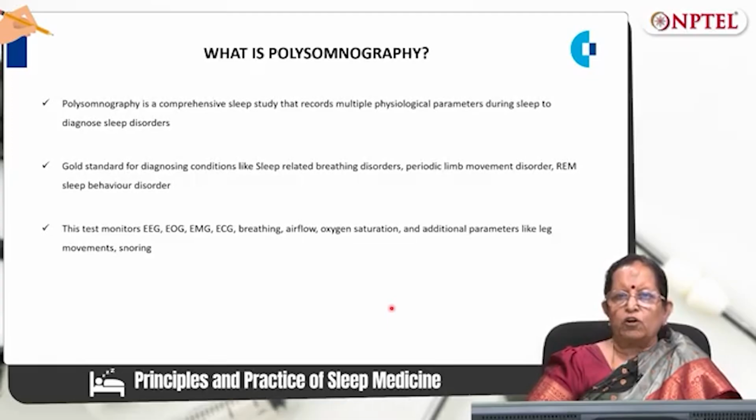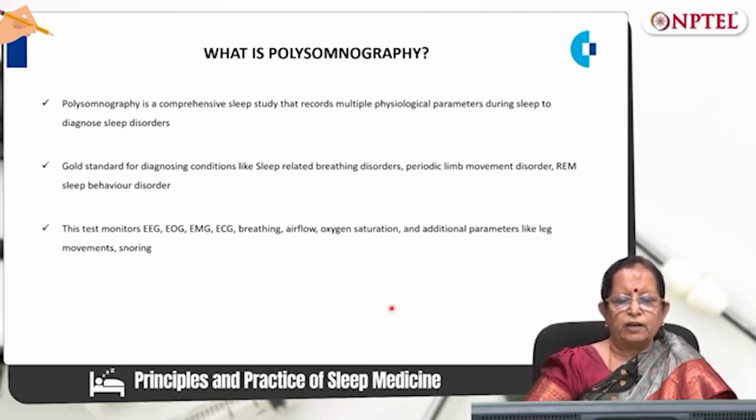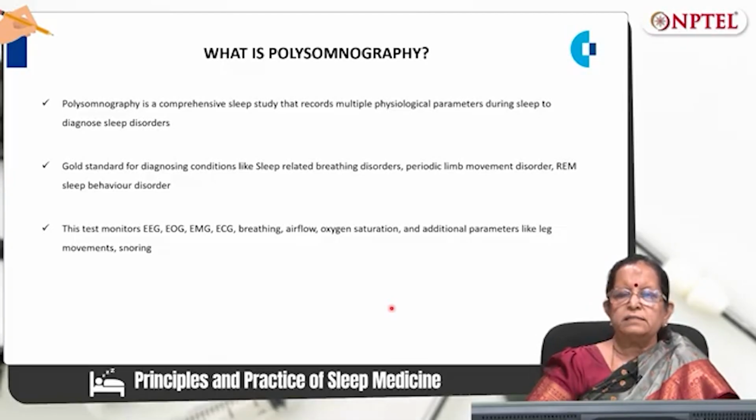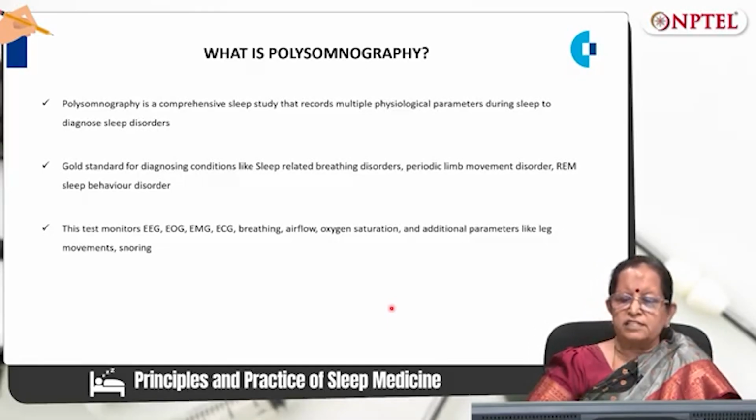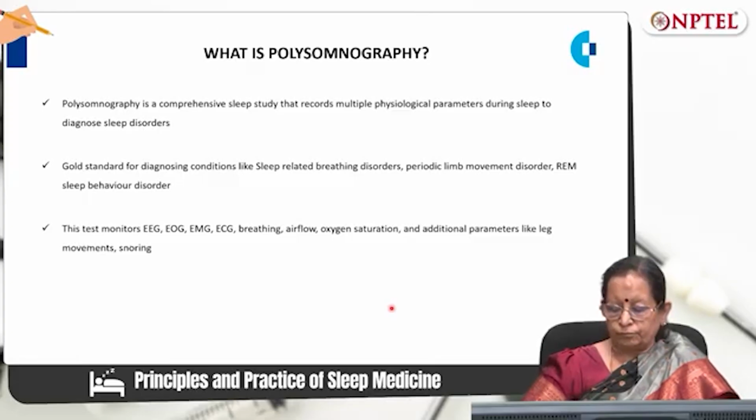It is nothing but a comprehensive sleep study. It records multiple physiological parameters during sleep to diagnose sleep disorders. It is the gold standard for diagnosing conditions like sleep-related breathing disorders, periodic limb movement disorders, rapid eye movement sleep behavior disorders, etc. This test utilizes various channels to diagnose additional parameters like leg movements and snoring also.